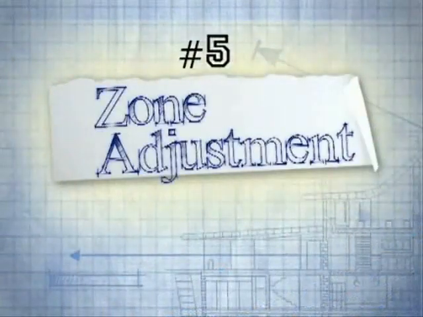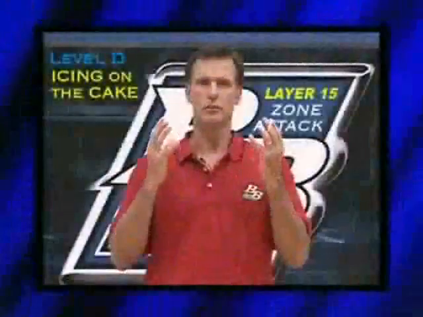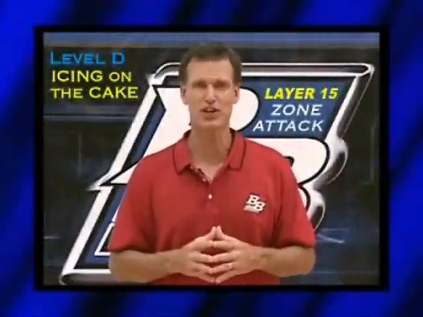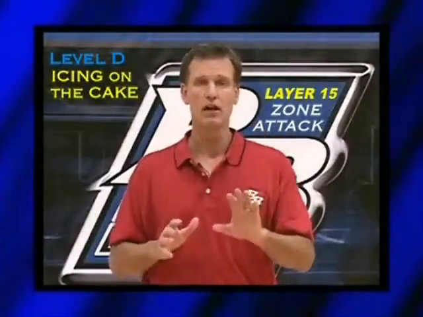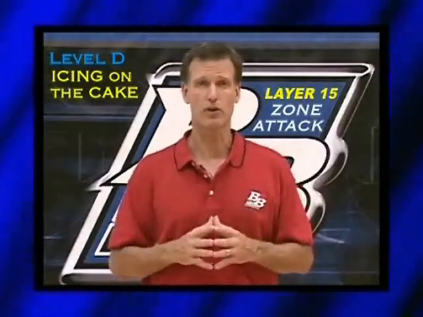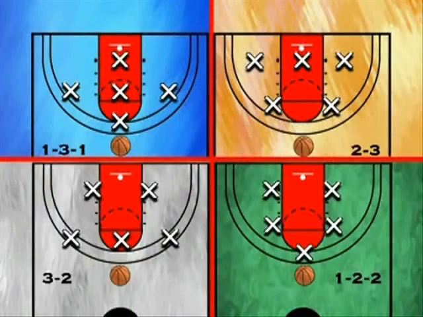Zone adjustment number 5. Pin and skip. The pin and skip might be the best single weapon against any zone. And if you've implemented the previous section against a man-to-man, then all it takes to use it against a zone is to point out the following to your players. All zones are ready-made for the pin and skip.